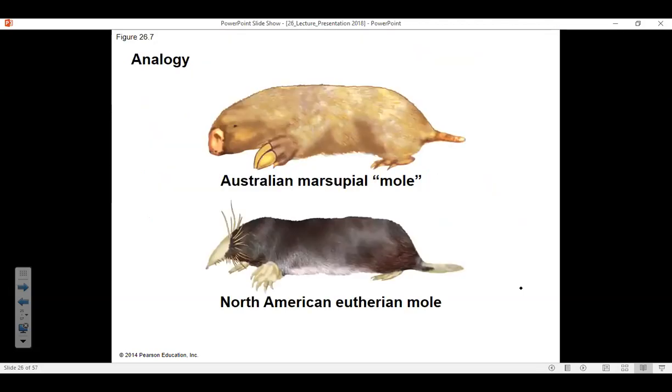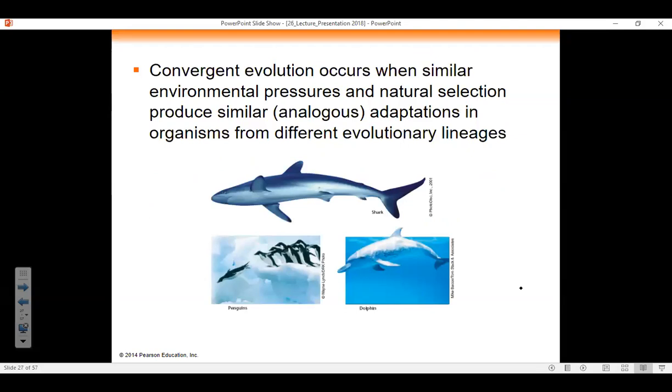Let's see if you guys remember this stuff. So analogy would be, these guys are similar to each other, but they're not necessarily all that related to each other. They have similar shapes because where do moles live? Underground. So that's a great design body plan for living underground. They have the ability to burrow and dig with those big front paws. They have that slender body that's kind of streamlined. Another one are these three. Who knows what group a shark is in?